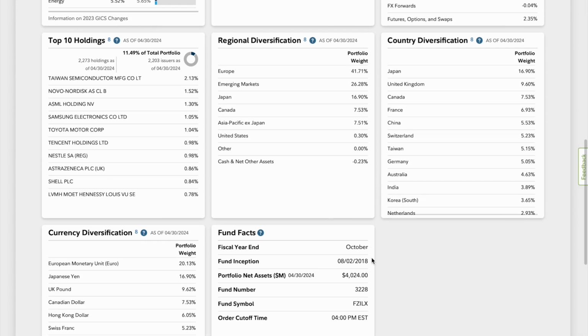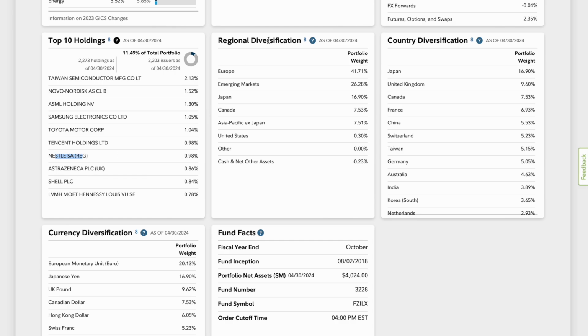Now, when I look at international holdings, one of the big things that stands out to me is, what are the top holdings? How many holdings do we have? So FZILX offers 2,273 companies within it as of April 30th, 2024. This is the top 10 holdings, which account for 11.49%, which is TSM, Novo Nordisk, ASML, Samsung, Toyota, Tencent, Nestle, Shell, and these two.